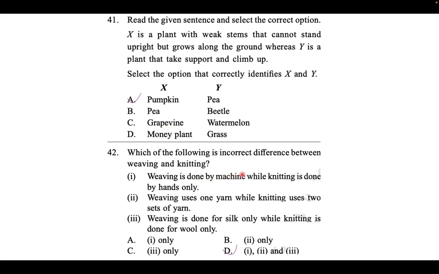Weaving is done by machine while knitting is done by hands only. This is false. Weaving can also be done by hand. Weaving uses one yarn while knitting uses 2 sets of yarn. This is actually the other way around. Weaving uses 2 sets of yarn and knitting uses only one. Weaving is done for silk while knitting is done for wool. This is also incorrect. Weaving can also be done for cotton and many more.